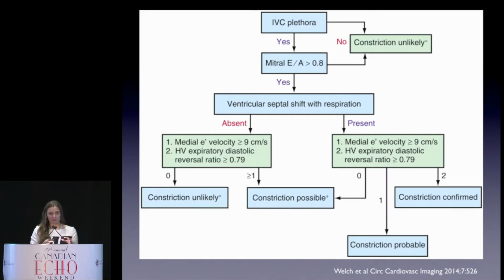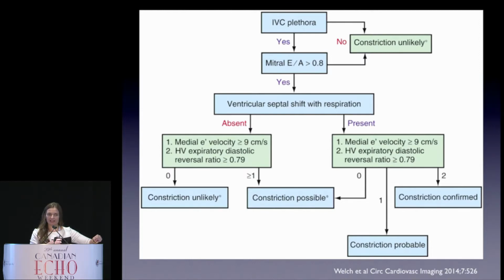Using those principles, studies have tried to come up with a diagnostic algorithm. This was adapted from data that was published a year after the guideline, but I find that this is a helpful way to walk through and simplify our diagnostic approach. There are 5 key features. 1, IVC plethora and a mitral E/A ratio of 0.8, which tells us there are high filling pressures and that early diastolic filling predominates.